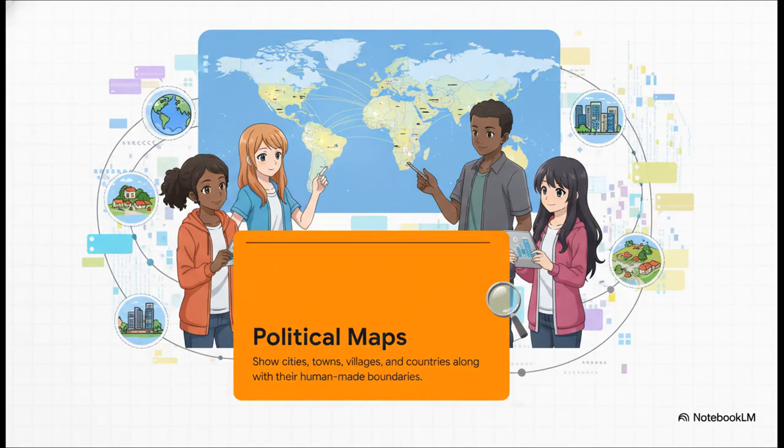Next are political maps, and these are probably the ones you've seen most often in school. They show us the world the way humans have chopped it up. Countries, states, cities, all with their neat human-made borders. They tell a story about history, government, and how we organize ourselves.